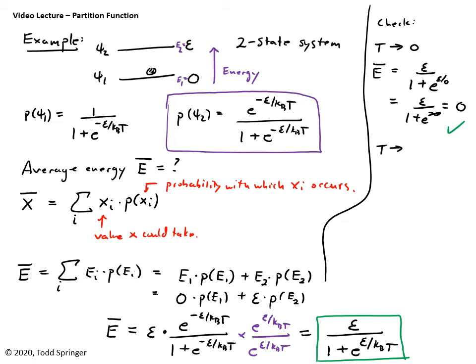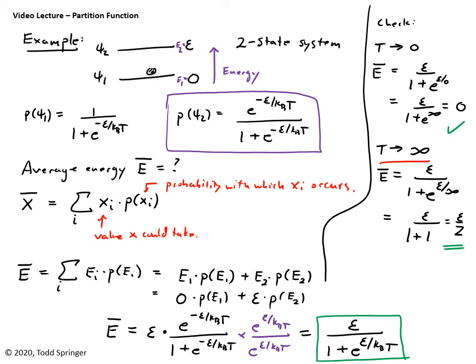And then what about if T goes to infinity? I have E bar is equal to epsilon over 1 plus e to the epsilon over infinity. So that's epsilon over 1 plus 1, which is epsilon over 2. So as T goes to infinity, the atom spends half the time in the upper state, half the time in the lower state, so its average energy is epsilon over 2. So there's an example of the two-state system.